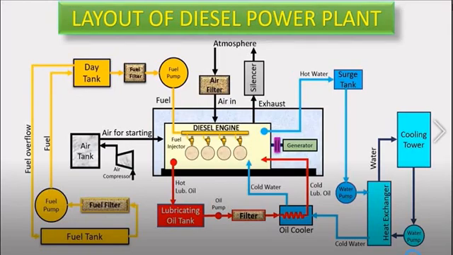To draw it, first you must understand and know what the main components are, then draw each circuit one by one to completely draw the layout of the diesel power plant. It is nothing but an engine for which air and fuel has to be supplied, and the exhaust gas has to be taken away or given to the atmosphere. To cool the engine you have a cooling water circuit, and to reduce the friction and wear you have the lubricating system. This is all about the layout of the diesel power plant.